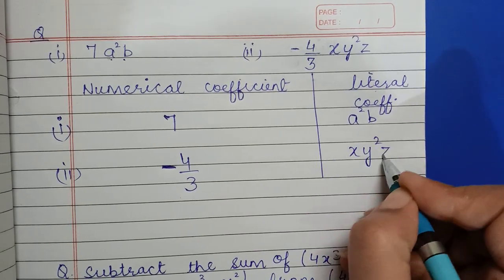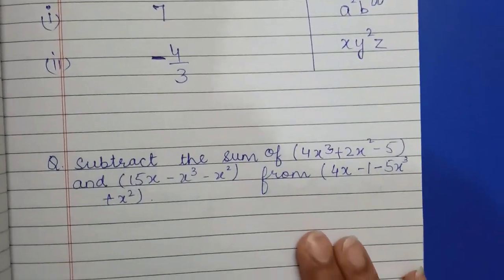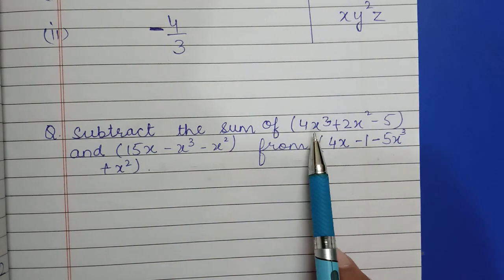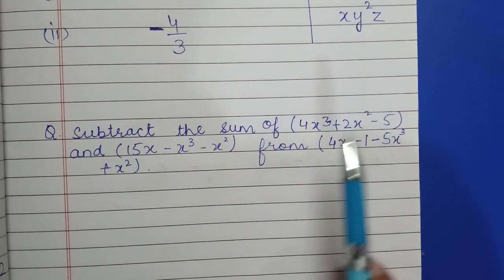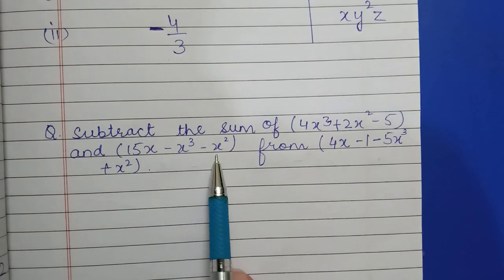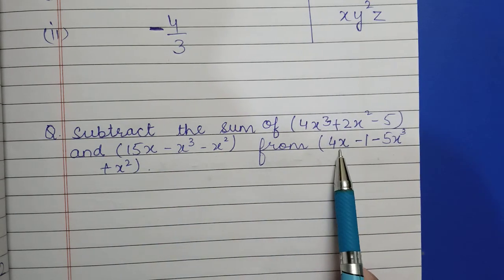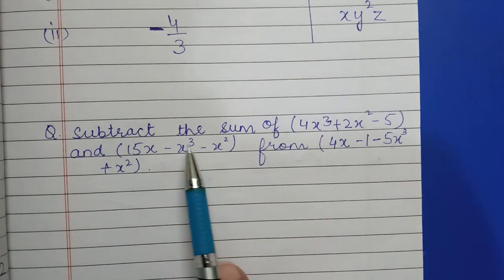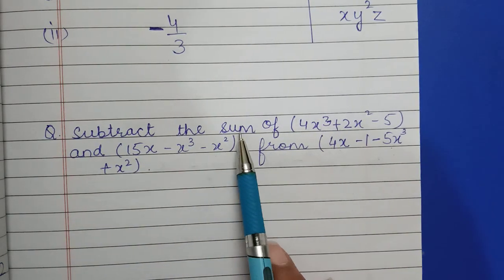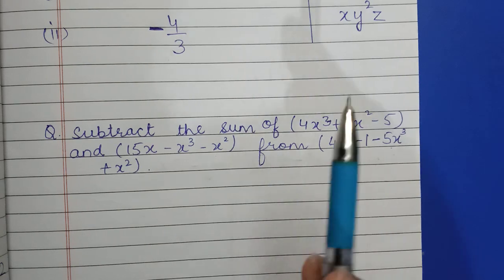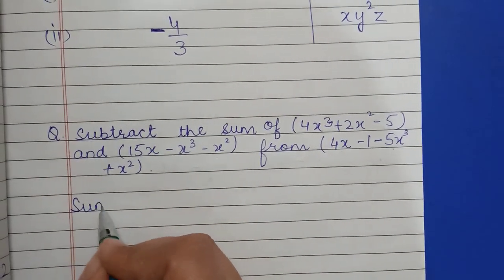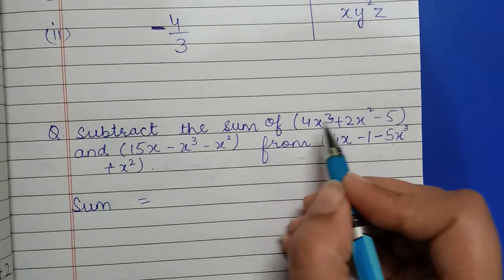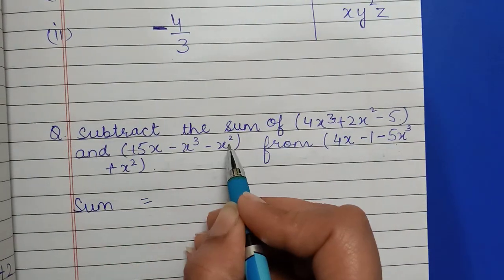After that, the next question is, subtract the sum of 4x cube plus 2x square minus 5 and 15x minus x cube minus x square from 4x minus 1 minus 5x cube plus x square. We have to subtract the sum of this. First we have to find the sum. So sum is equal to, what do you mean by sum? Sum means addition. We have to add this algebraic expression and this expression.